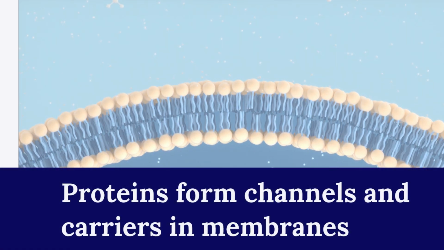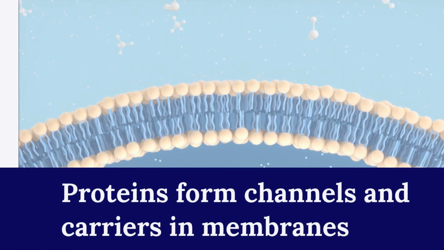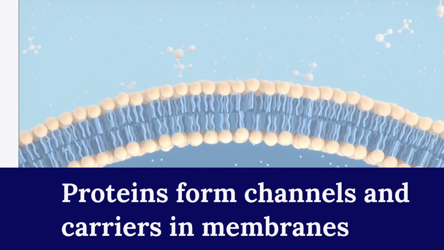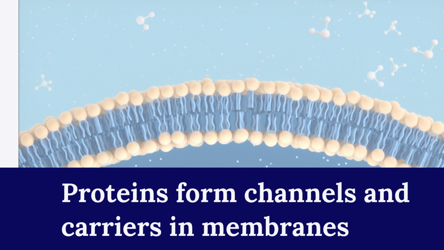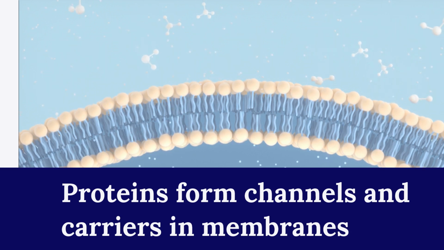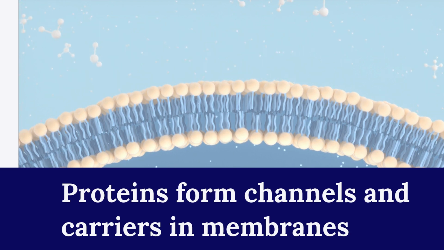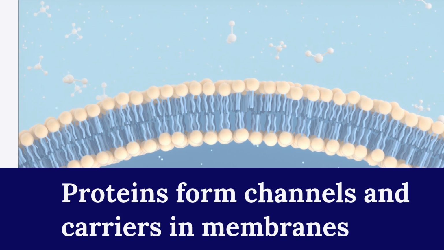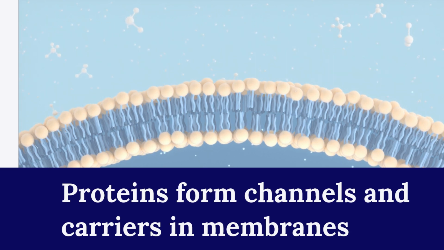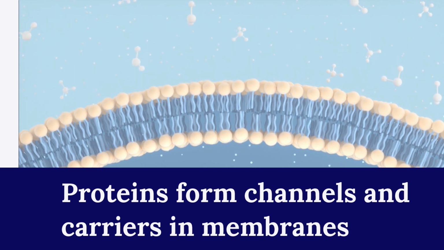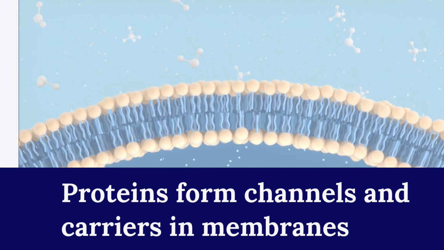Proteins are scattered throughout the membrane, like tiles in a mosaic. Intrinsic proteins span the bilayer, forming channels or carriers. Extrinsic proteins attach to the membrane surface. They play roles in transport, communication, and recognition. These proteins make the membrane selectively permeable.